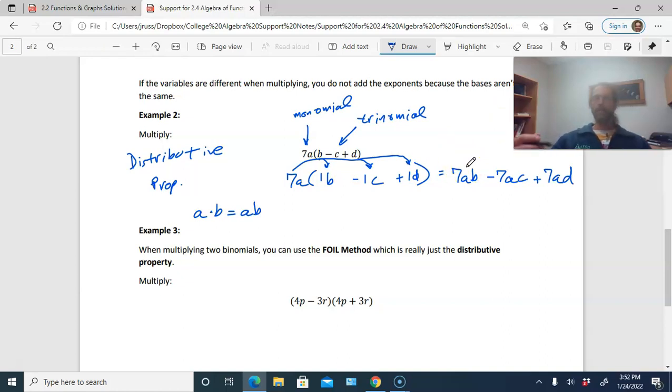Technically, after you multiply, you're supposed to look and see if there are any like terms that you can combine. But these terms are not like, guys, because although they do have a's, they don't all have b's, or they don't all have c's or d's. So they're actually all different. These are three unlike terms.